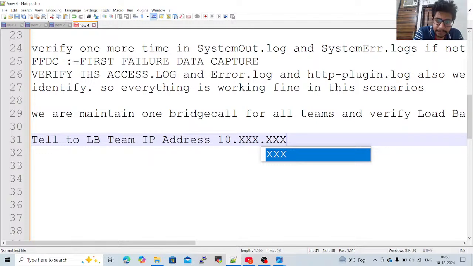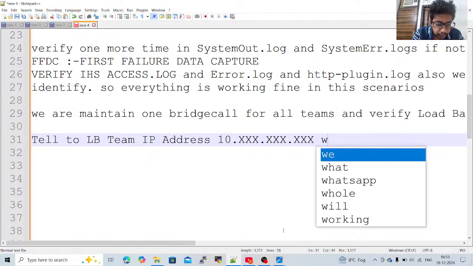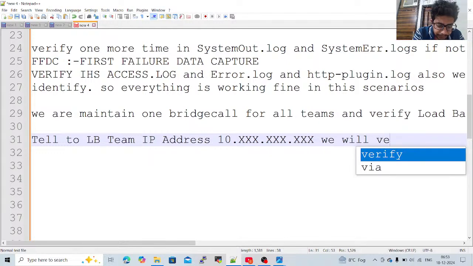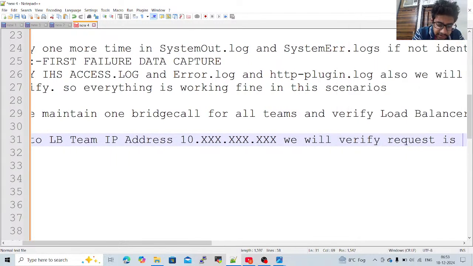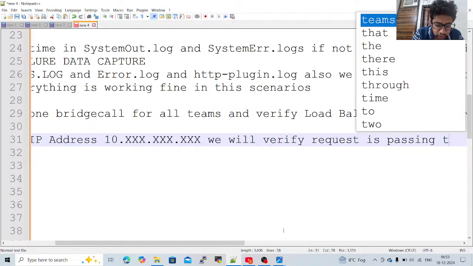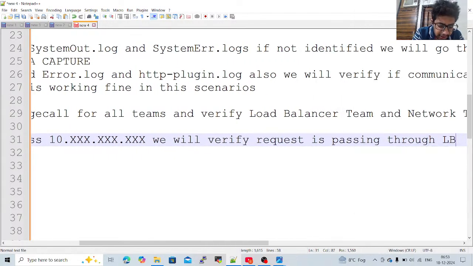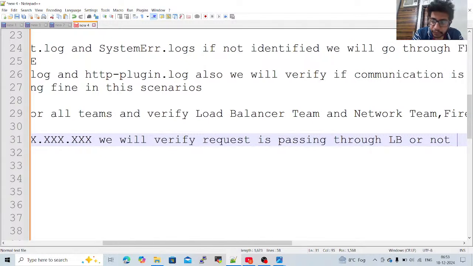Okay, this is the IP address of the LB team. We will verify whether the request is passing through the LB or not, and whether the request is passing through the WAF or not.